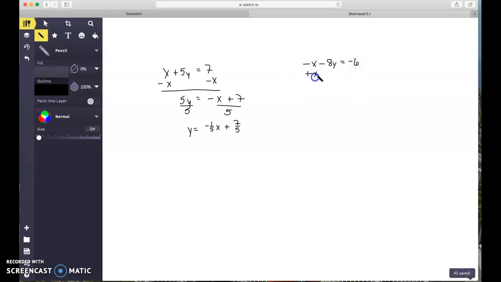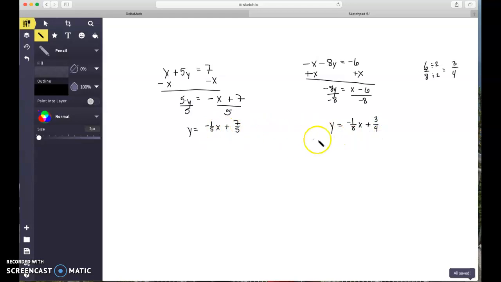And then my second equation was negative x minus 8y equals negative 6. So let's see here. I'm going to add x to both sides of my equal sign. So I've got negative 8y equals x minus 6. I'm going to divide both sides by negative 8, because the opposite of multiplying is dividing. I'm trying to get y by itself. So I end up with y equals negative 1/8 x plus 6/8. I'm going to do this off to the side: 6 divides by 2, and 8 divides by 2, and that would reduce to 3/4.